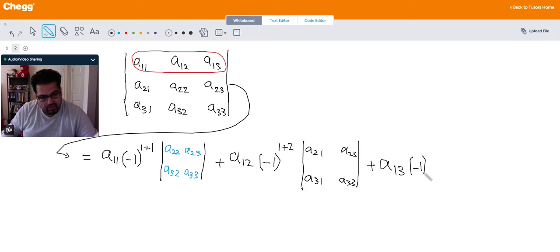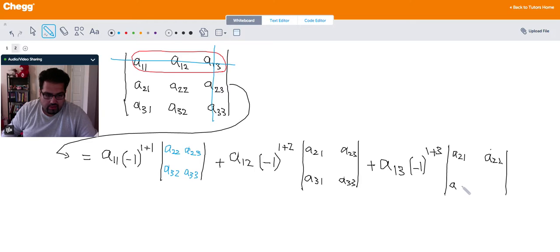And similarly for the last one, A13, negative 1 to the power of 1 plus 3, and then the determinant that goes here is obtained by canceling this row and this column. So I'm going to get A21, A22, A31, and A32. And you know how to calculate the 2 by 2 determinant as I explained on page 1.